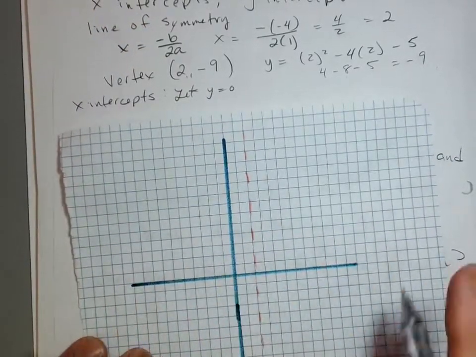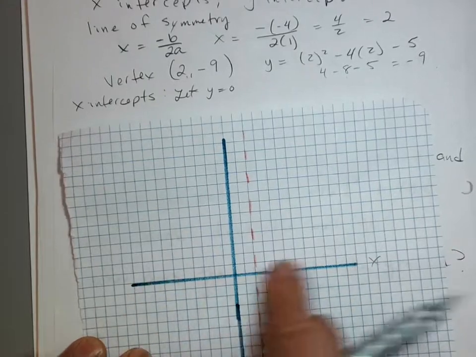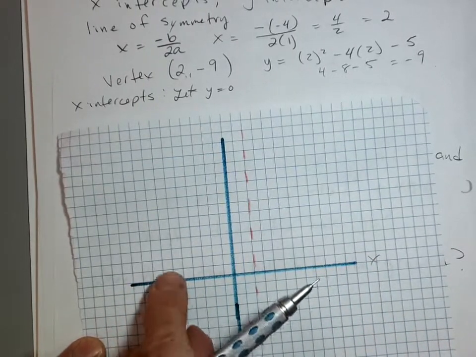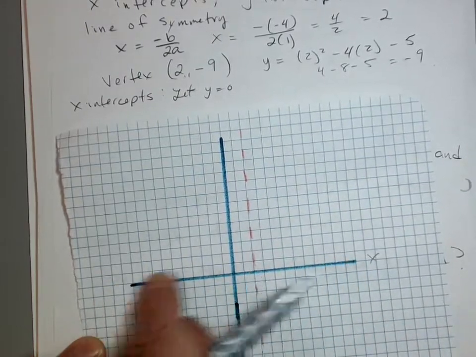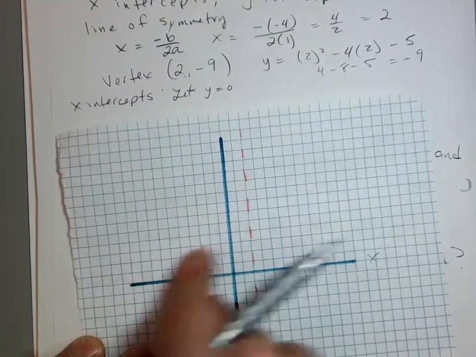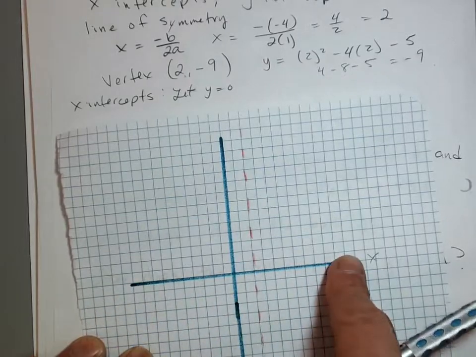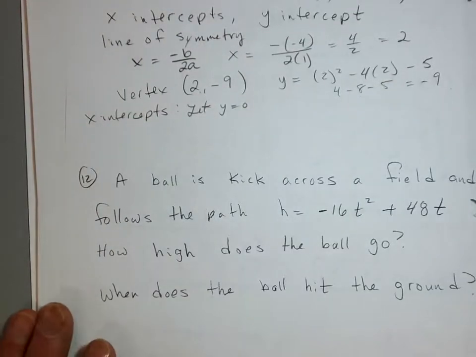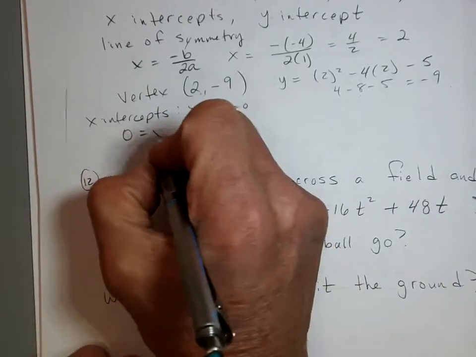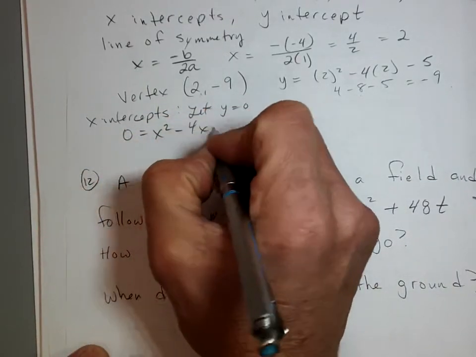So x-axis, right? X-intercepts are where it crosses the x-axis. What's the height of that? The height's 0, isn't it? Along the x-axis, the height is 0, or the y value is 0. So if we set y equal to 0 and solve, we'll get our x-intercepts. So we'll go 0 equals x squared minus 4x minus 5.